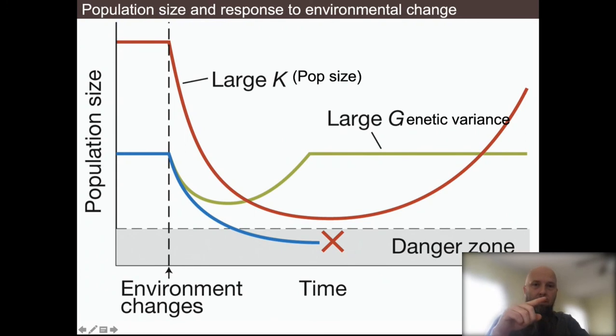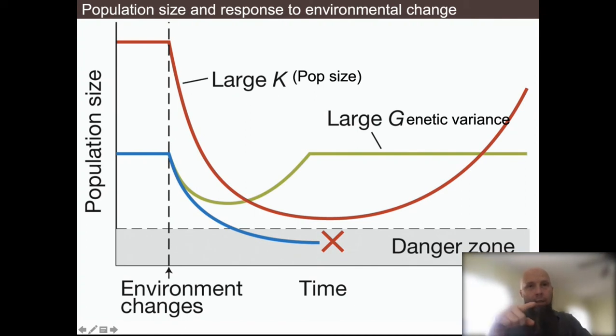If the population is subject to some environmental change, so if something changes at that dashed line in time, the population declines to the point where it gets so small that it could and will likely go extinct. It was already not a huge population. It didn't have much genetic variation. It could not adapt to the changes in the environment.